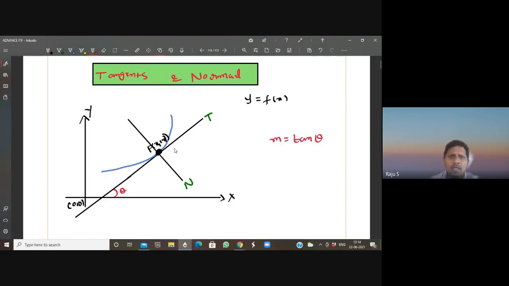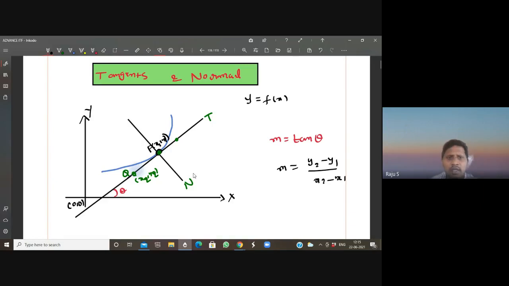If instead of theta they give any 2 points on the given tangent, like here one point is x1, y1, and another point somewhere here is x2, y2. This point P you can take as x1, y1, and this point Q as x2, y2. Then the slope is given by, you know very well, y2 minus y1 by x2 minus x1.